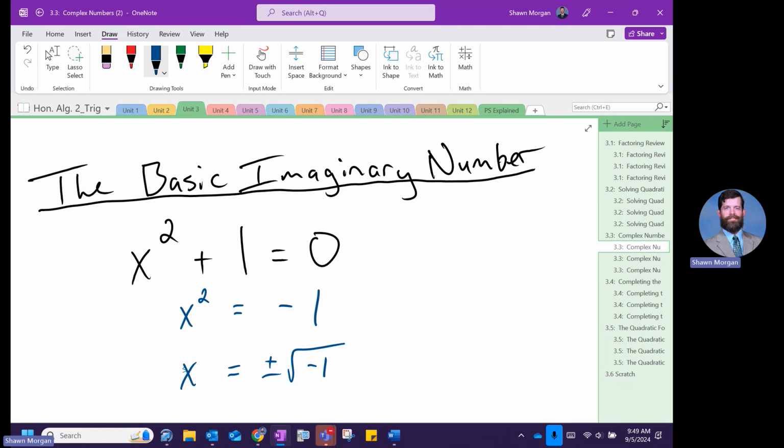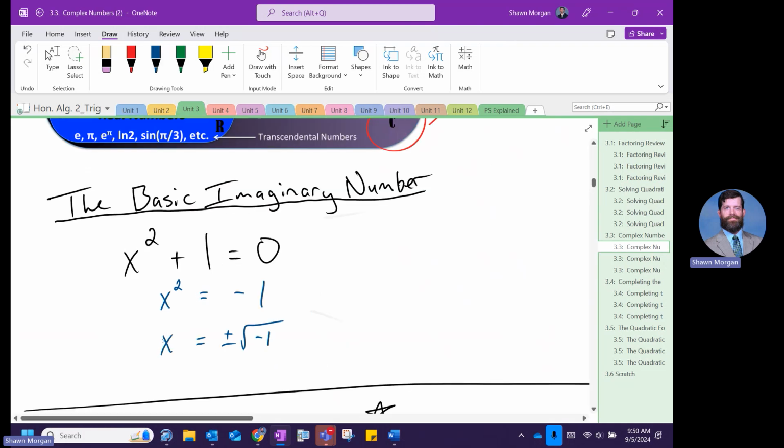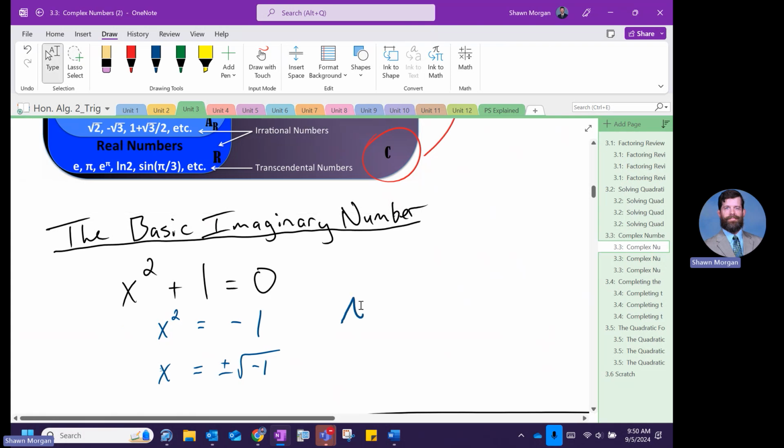And up to this point in your mathy careers, you would have been like, hold up, take the square root of negative. This equation has no real solutions. Okay, and that's true. It has complex solutions. And those complex solutions are made of imaginary numbers. And that basic imaginary number is known as i. i equals the square root of -1.